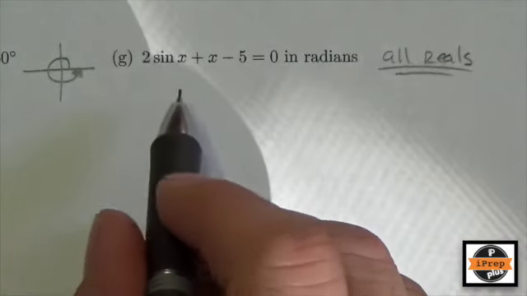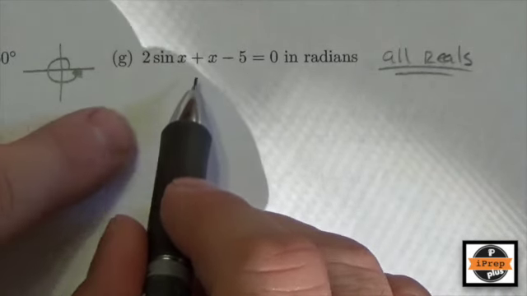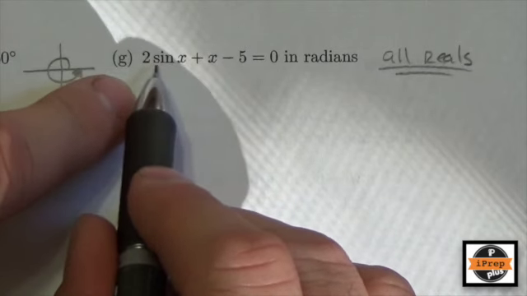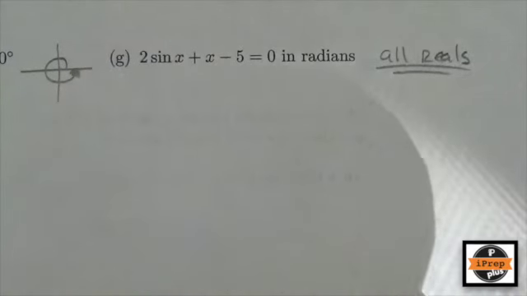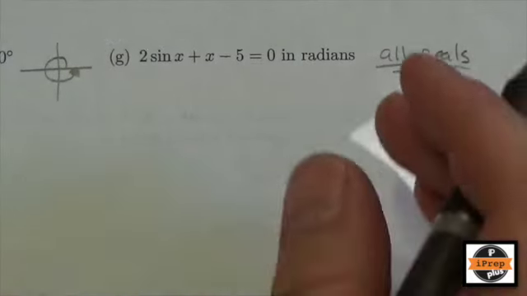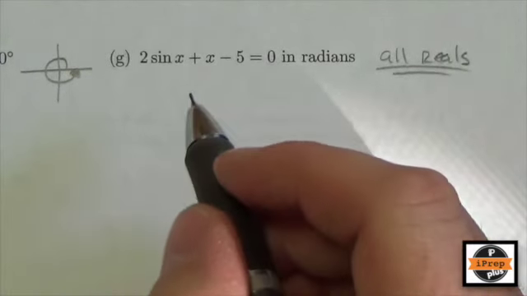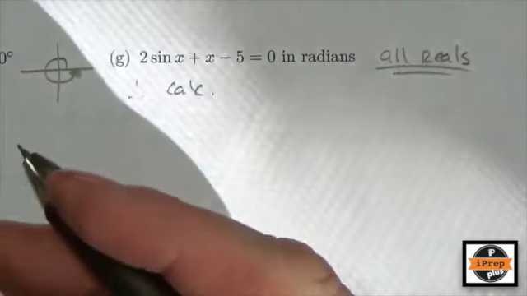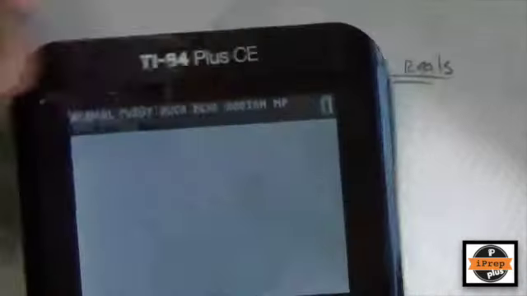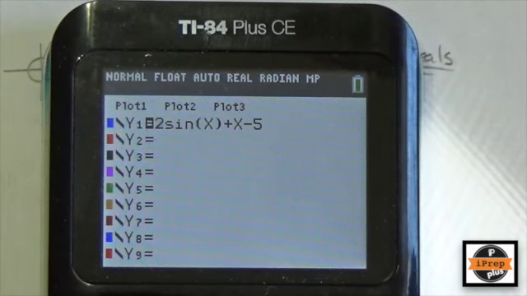But what makes this particular question unique is that I've got the sine of x plus x. Notice that the independent variable shows up within a trig function and then on its own as a term. Turns out we really don't have at this point a nice algebraic way of dealing with that. This is a calculator question. The expectation is that you're going to jump right to the calculator to do this. So let's do that. I've already entered that in. So we've got 2 sine of x plus x minus 5 in y1.